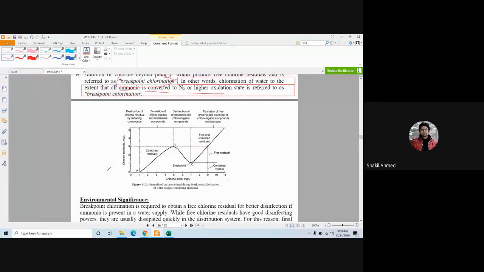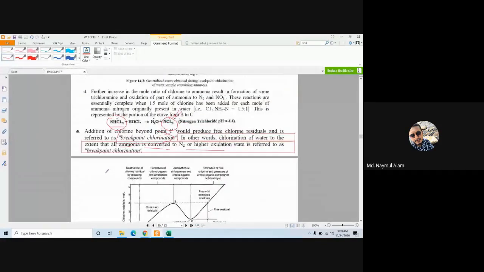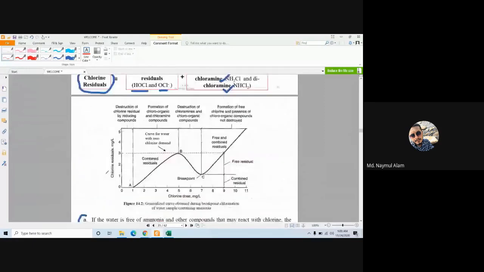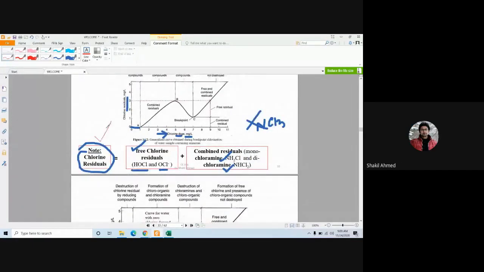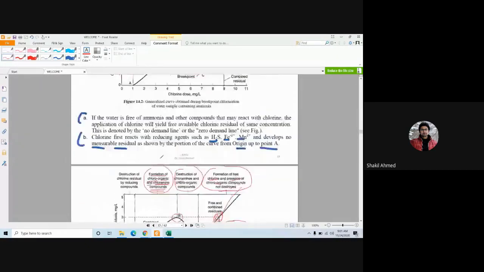Sir. Yes, go ahead. Sir, are chlorine residual and free residual the same? Look at this. Chlorine residual is a combination of free chlorine residuals as well as combined residuals. This equals this plus this. Is it clear? So chlorine residuals are both free chlorine and combined residuals. Basically these are acting as a disinfectant. Clear? Okay, sir.